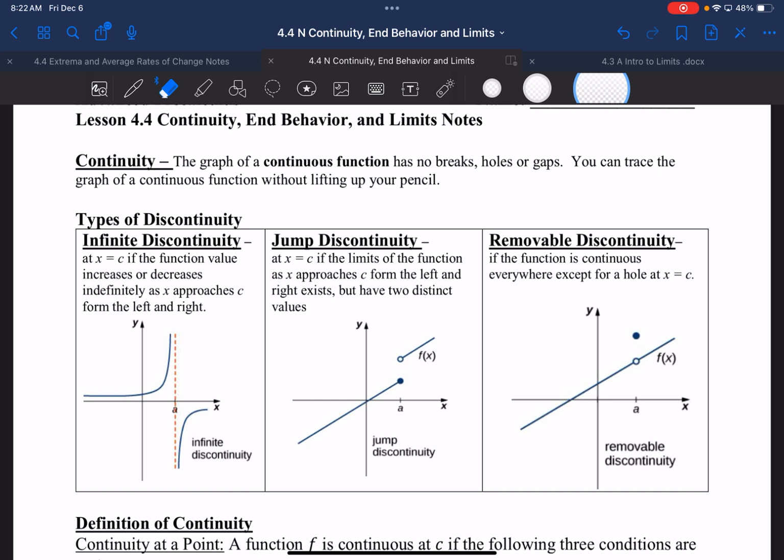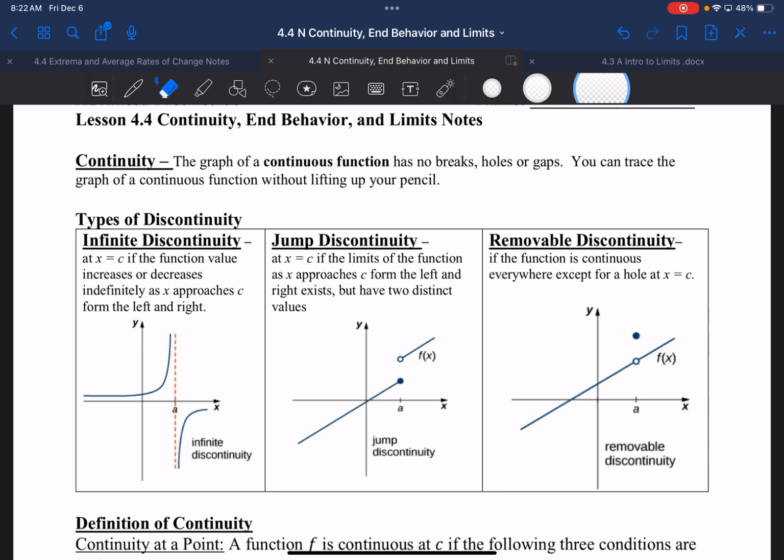point. So it says at x equals c, the function value increases or decreases indefinitely as x approaches c from the left and from the right. So here, you can see if I'm coming from the left, I'm increasing, right? My graph is going to go off to positive infinity. But if I'm coming in from the right, I'm going to have y values going to negative infinity, right?